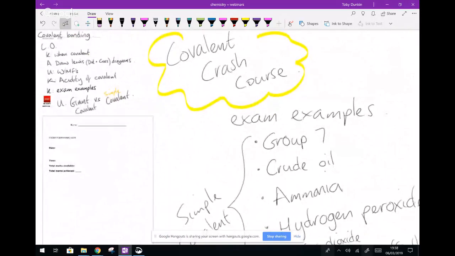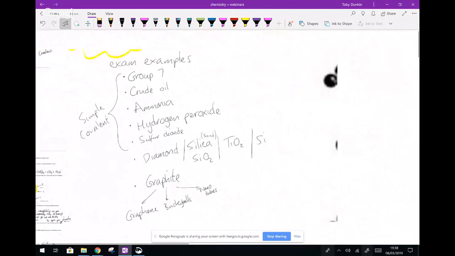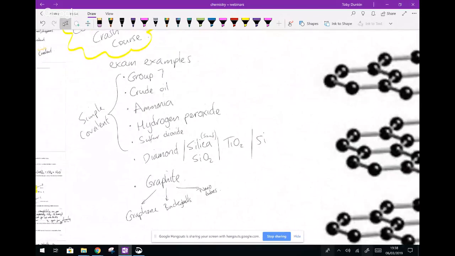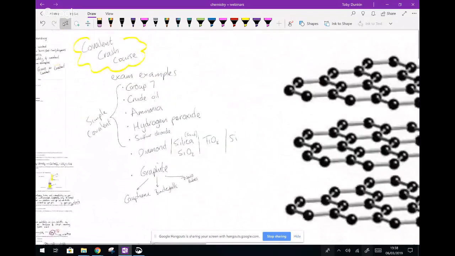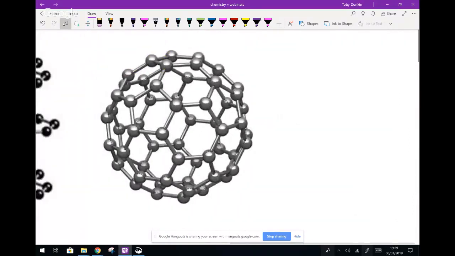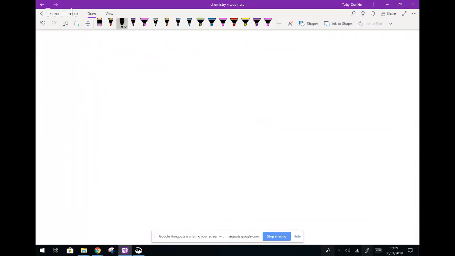Right, so we've done covalent, we've done drawing dot and cross. We're going to be coming to WIMPs shortly. I'm going to give you a couple of others. I'm going to do hydrogen peroxide and SO2. So hydrogen peroxide, H2O2. We've got 4 atoms. Let's draw a picture.